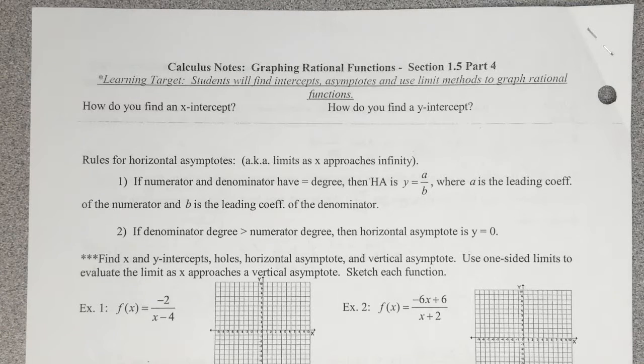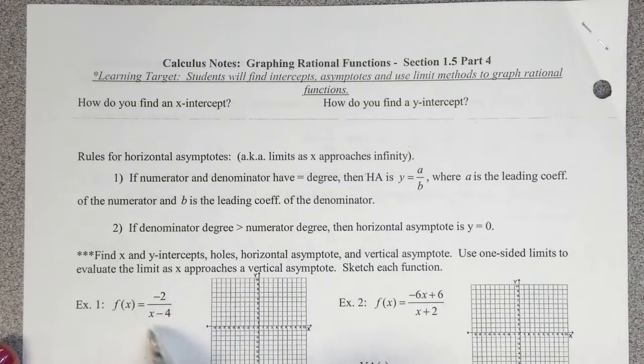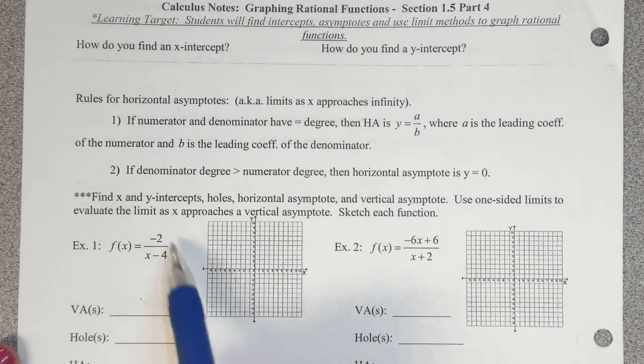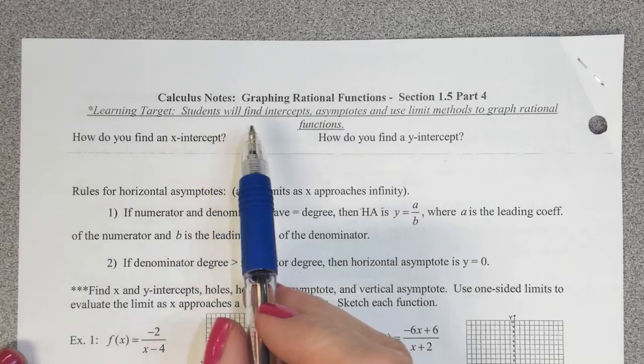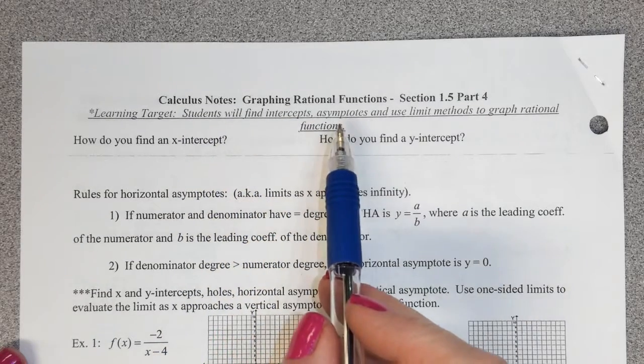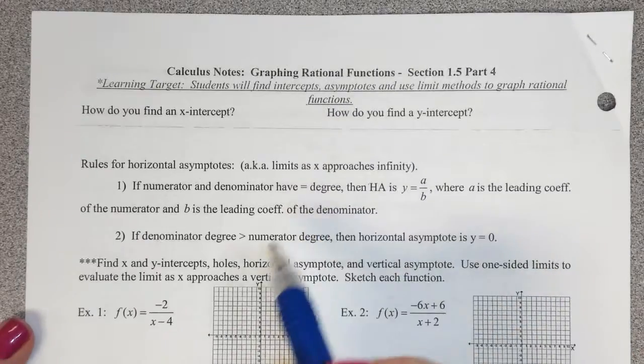So today we're going to be looking at how do we graph rational functions. A rational function is just a fractional function. So this would be a rational function. See how it's got a numerator and a denominator. So we will be finding intercepts, asymptotes, and we'll also be using limit methods to graph rational functions.